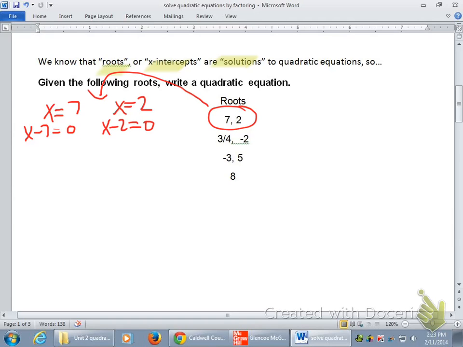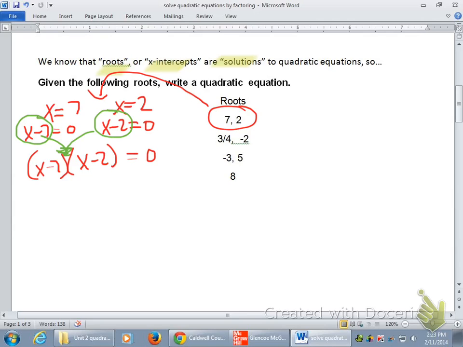Okay? Now again, I'll explain it later, but what I want to do at this point is check something. I want to take these two pieces right here, and I'm going to multiply them together. And that's going to give me x minus 7 times x minus 2 equals 0.